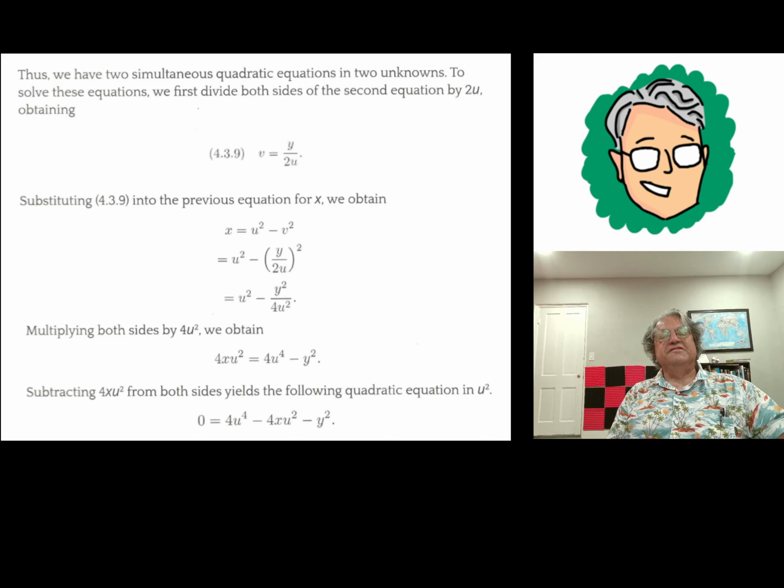Now we can write this as a single quadratic equation in u squared with 0 on the left side. If we subtract 4xu squared from both sides, we get 0 equals 4u to the fourth minus 4xu squared minus y squared. And that is a quadratic equation in u squared.